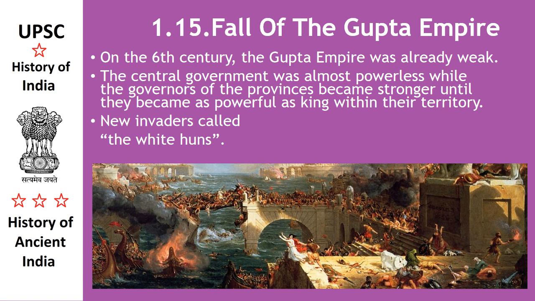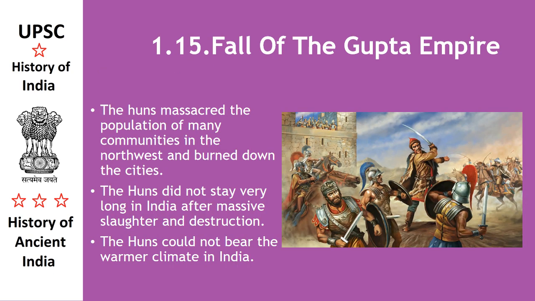Fall of the Gupta Empire. In the 6th century, the Gupta Empire was already weak. The central government was almost powerless, while the governors of the provinces became stronger until they became as powerful as a king within their territory. New invaders called the White Huns massacred the population of many communities in the northwest and burned down the cities. The Huns did not stay very long in India after the massive slaughter and destruction. The Huns could not bear the warmer climate in India.